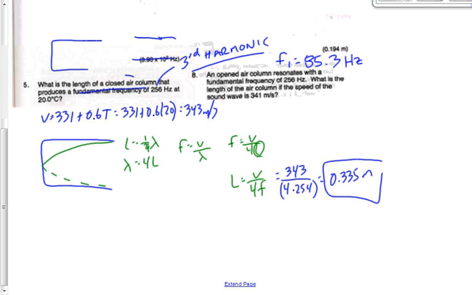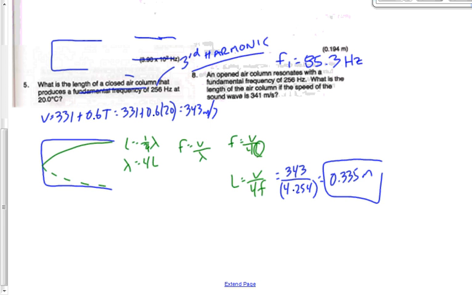If we've got the first harmonic, we could go back and do exactly what we just did here, except instead of plugging in 256, we would plug in 85.3 hertz, right? And what effect is that going to have on the length? If the frequency is 3 times lower, then the length is going to be 3 times bigger, right? So you're right. We just want to go at it from a fundamental aspect there.